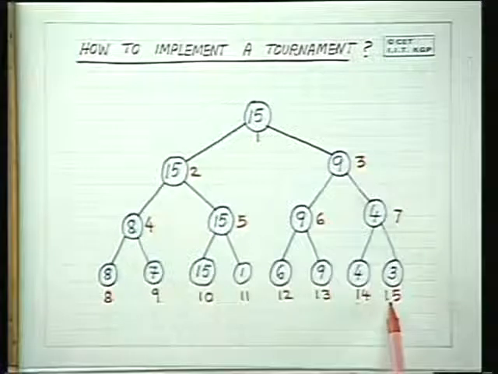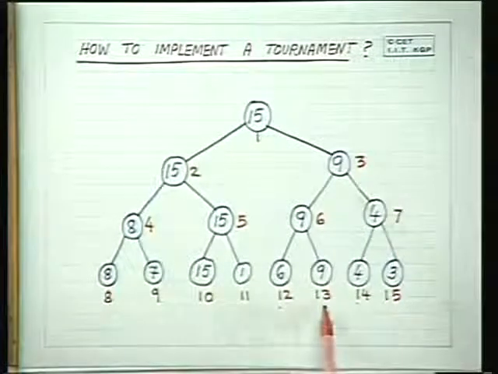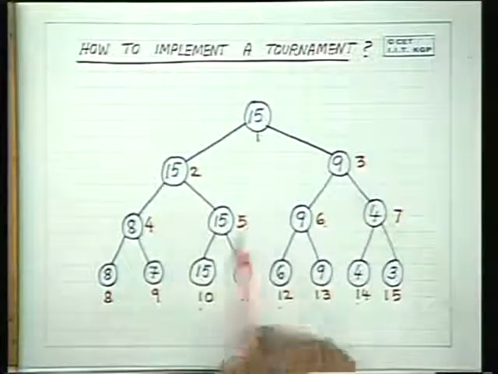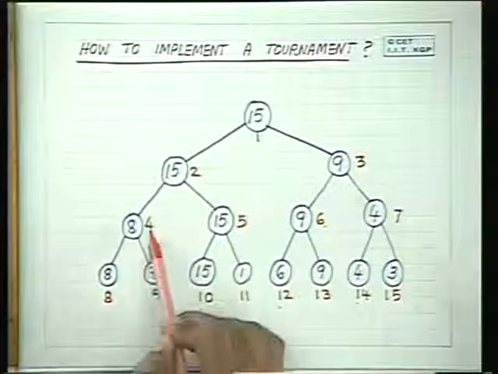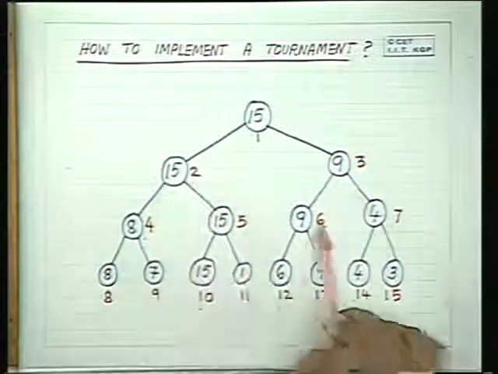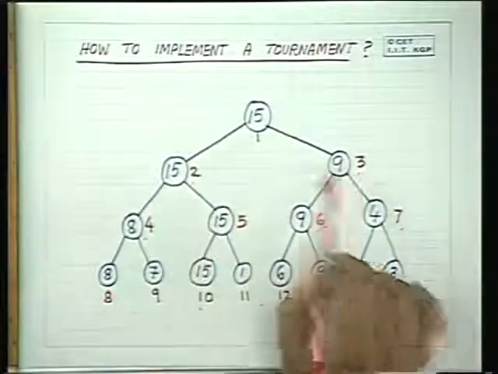Then the comparison of 14 and 15 goes into 7. The comparison of 12 and 13 goes into 6. The comparison of 10 and 11 goes into 5. The comparison of 8 and 9 goes into 4. The comparison of 4 and 5 goes into 2. The comparison of 6 and 7 goes into 3. The comparison of 2 and 3 goes into 1.